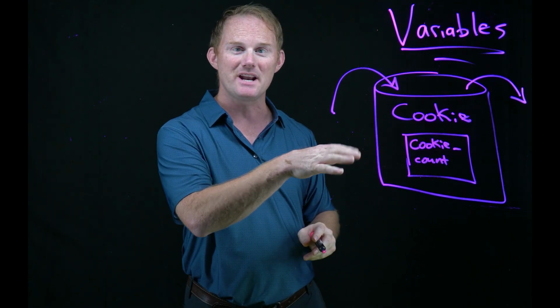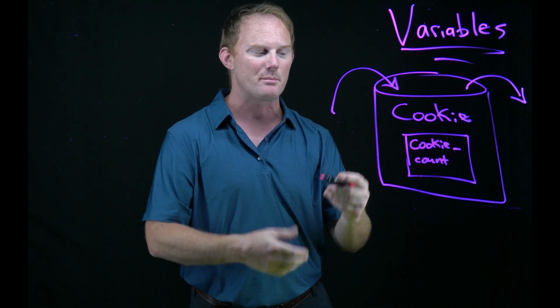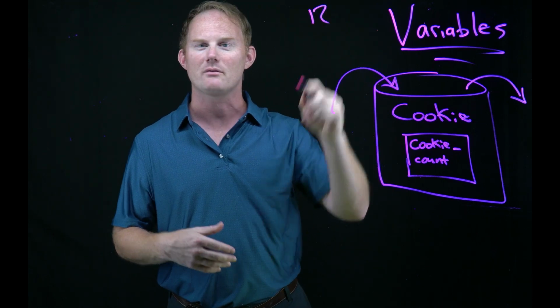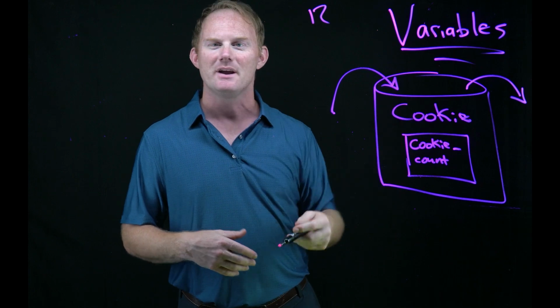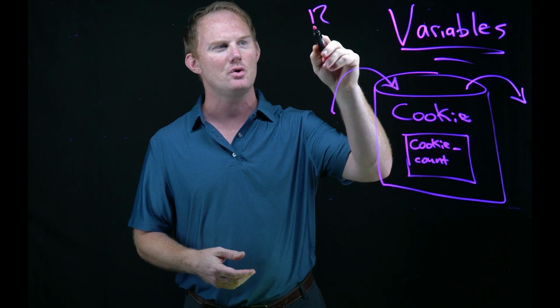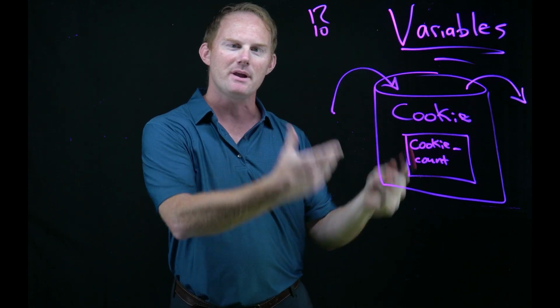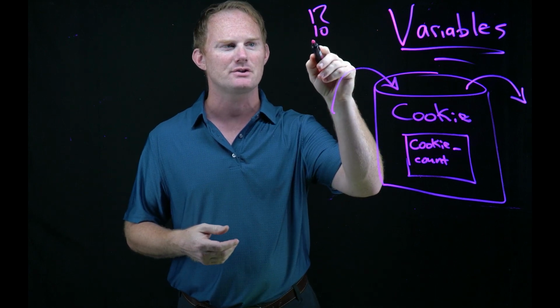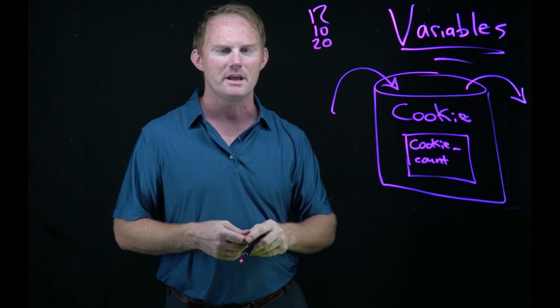Okay, this gets updated anytime cookies go in. So you bake a batch and you put 12, right? Because you make 12 cookies, that's what's in there. One of your kids comes along and eats 2 and it goes down to 10. And then you make another batch, but this time you only make 10 because 2 of them go bad. There are 20 in here.